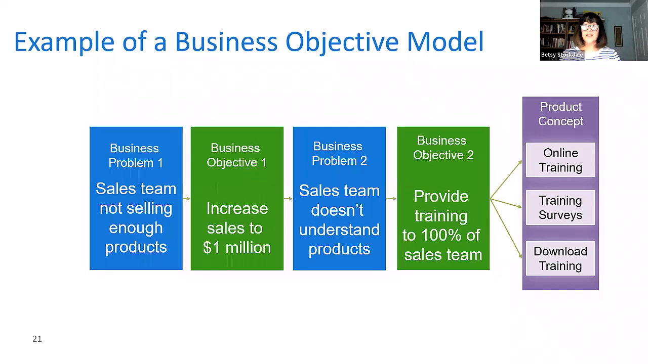But we've got a challenge in achieving that objective, and that is that our salespeople don't understand our products, right? They don't know how to sell it because they don't know what it is. So our next objective is to provide training to 100% of our sales team. And that leads us to a product concept of a simplified learning management system. And we've got 3 key features here: online training, training surveys, and download training. All right. Now, often when I work onto a project, I'm given that product concept and those features.